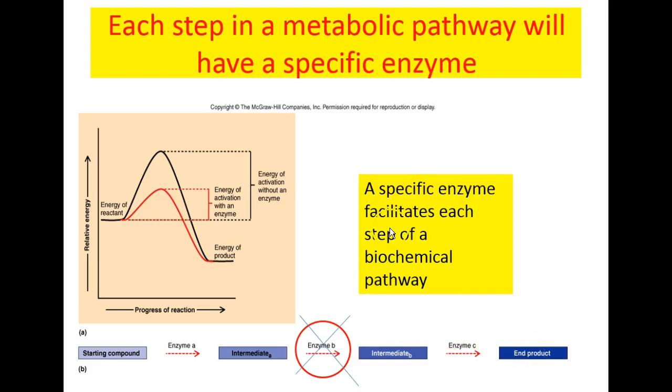A specific enzyme facilitates each step of a biochemical pathway. If we want to control the growth of microorganisms, we could inhibit an enzyme in a pathway. Inhibiting the enzyme in a given pathway will eliminate the intermediates and the end products of that pathway. In order to control the growth of microorganisms, we could inhibit enzymes in a metabolic pathway, thus inhibiting the formation of a crucial end product for the cell, which will eventually kill a population of cells.